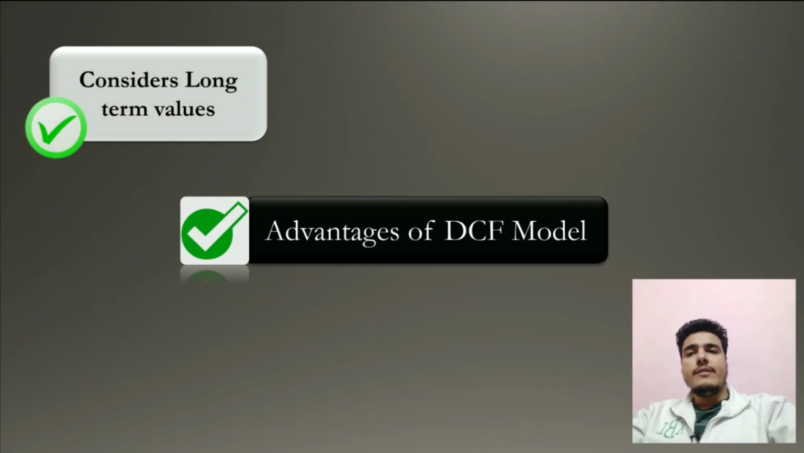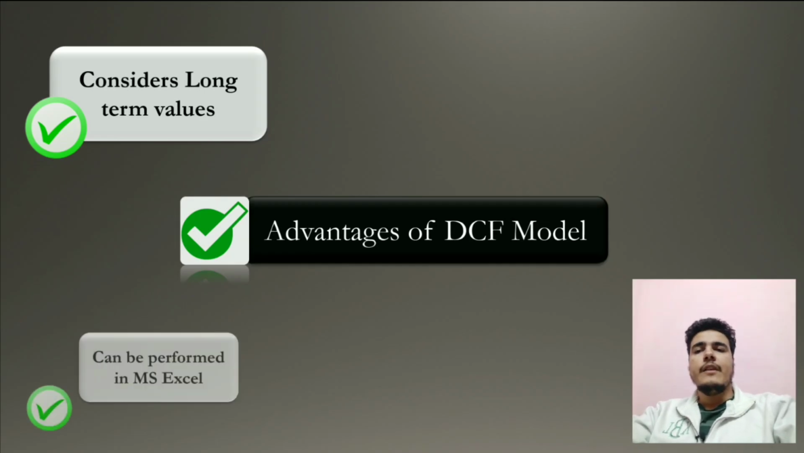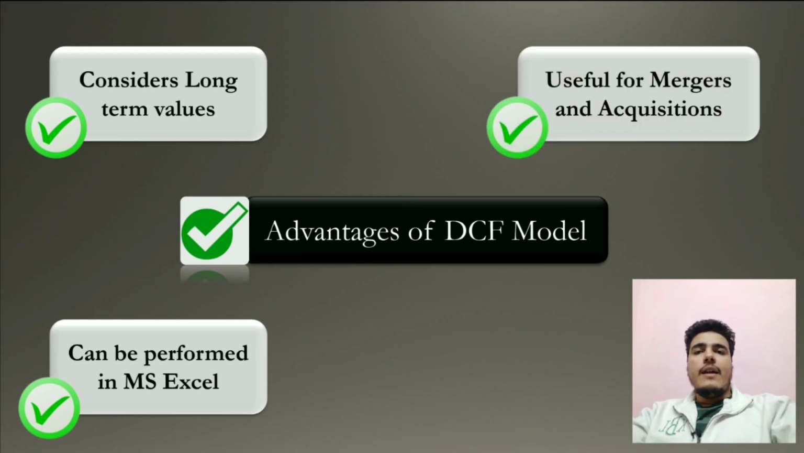The first advantage is that it considers long-term value. Even if you are capable of estimating future cash flows after 25 years, you can still use the DCF model, there is no problem. You can perform this function in MS Excel, where you will get the NPV function. It is also useful for mergers and acquisitions. For example, if you have a business and you want to invest in another business, you can use NPV, that is net present value, and if it is negative, then don't invest. If it is positive, then you can invest, just like the example we have already discussed.